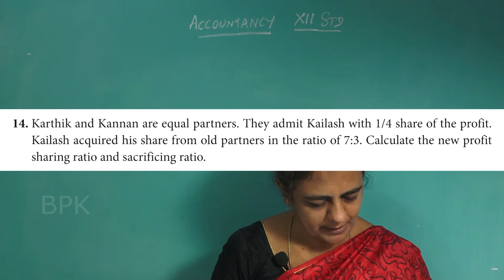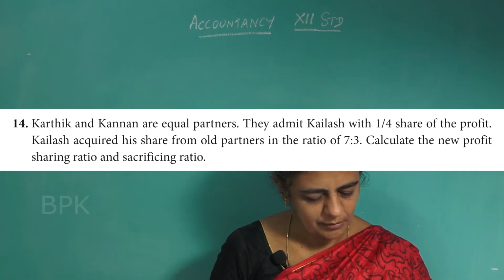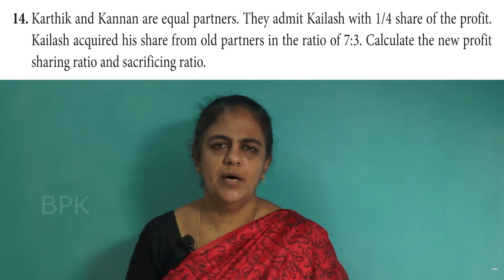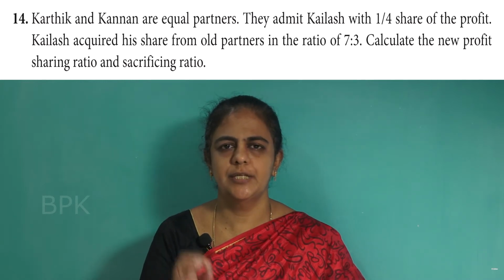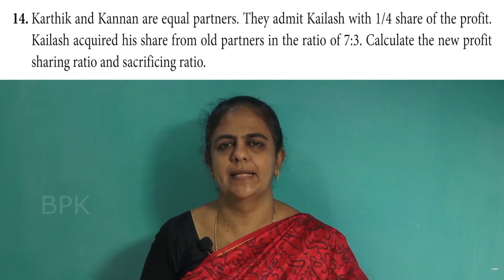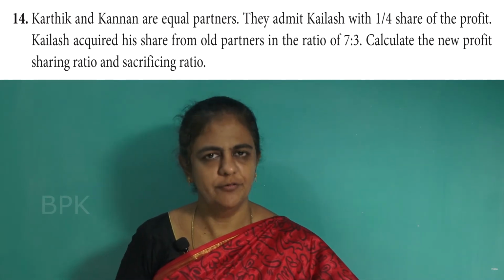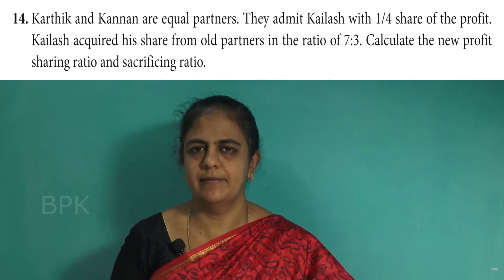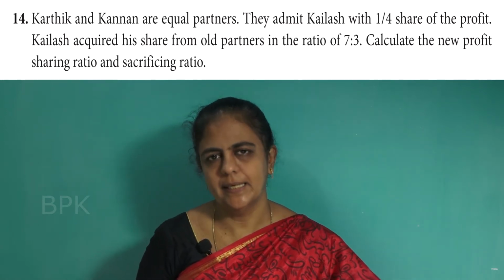Karthik and Kannan are equal partners. They admit Kailash with 1/4 share of the profit. Kailash acquired his share from old partners in the ratio of 7:3. Calculate the new profit sharing ratio and sacrificing ratio. Now see the question, what are the things given there? The new partner's share is given, and in what proportion he is going to take the profit is also given. So Karthik and Kannan are the old partners, Kailash is the new partner and Kailash's share is 1/4. And in what proportion they are going to sacrifice is also given, that is 7:3. So you have to calculate the new profit sharing ratio and the sacrificing ratio.